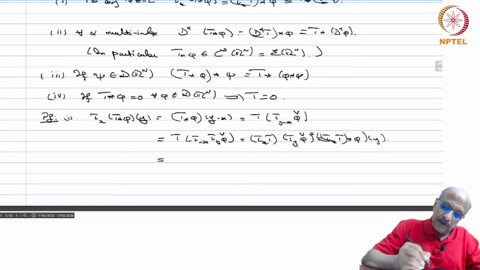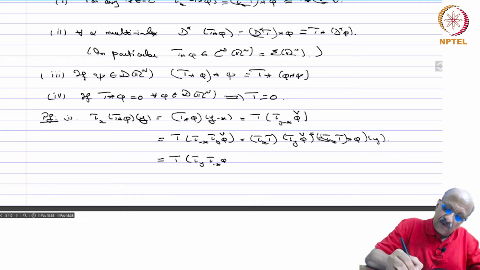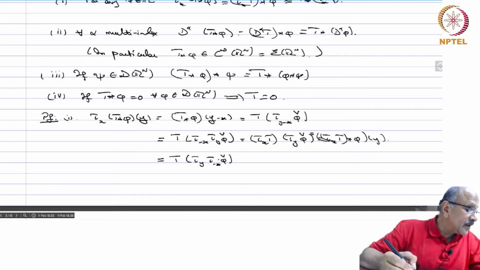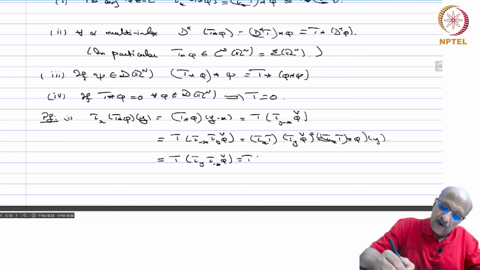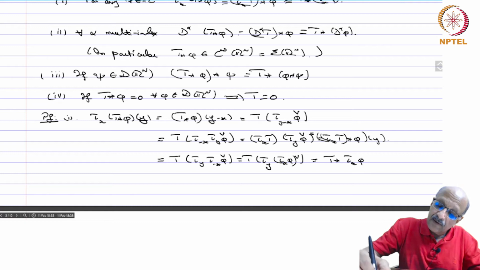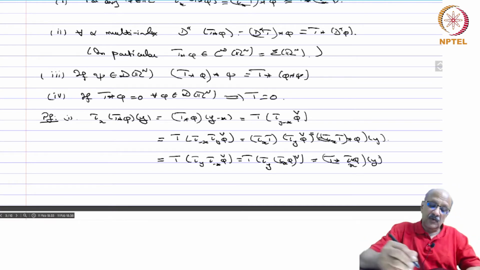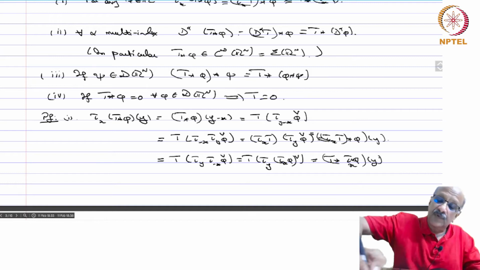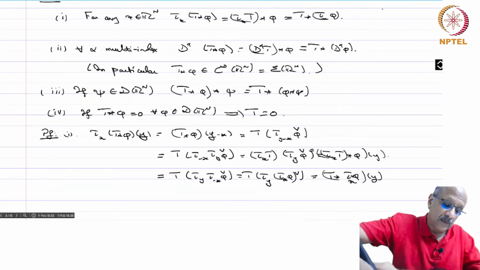But this can also be written as T of tau y tau minus x of phi tilde. Now, tau minus x of phi tilde is nothing but, we have already seen this, tau x of phi tilde, and therefore this is nothing but, by definition, T star (tau x of phi) evaluated at y. So, the two are equal. So, that proves the first statement.